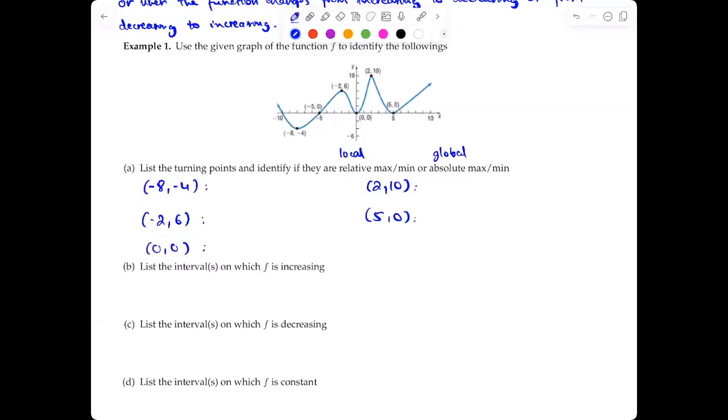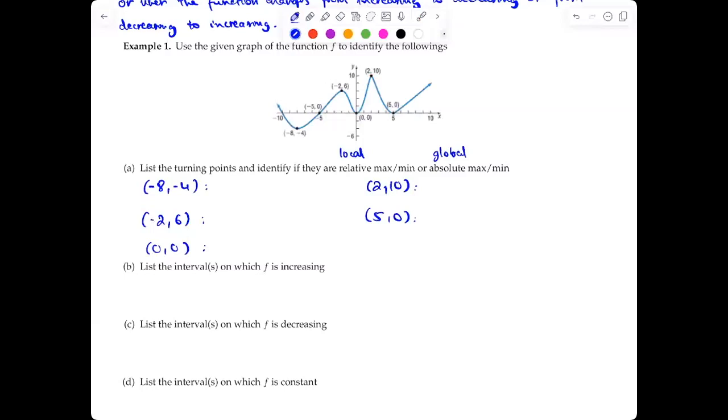Okay, so those are the turning points. Now, can you identify if they are relative maximum, minimum, or absolute maximum, absolute minimum? All right. So what about this point, -8, -4? Absolute and relative. You with me?